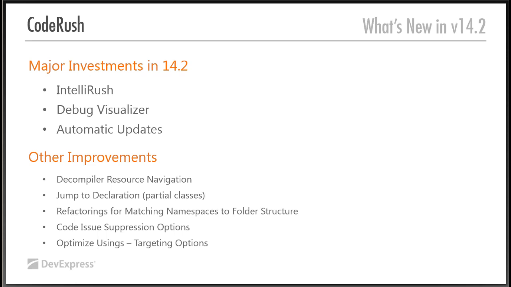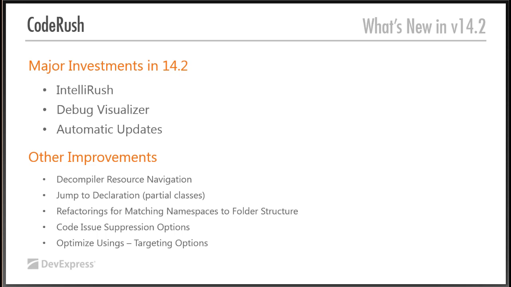Automatic updates is something I won't show, but it's the ability, if you install from the Visual Studio Gallery, to get automatic updates and have CodeRush update itself over time. We've also made other improvements. I'll show you some of these. We've improved resource navigation in our decompiler. We've improved jump to declaration for partial classes. We also have some new refactorings for matching namespaces to the folder structure that the file is in, and also moving the file around to put it into a folder structure that matches the namespace. We also have new code issue suppression options and new targeting options for optimized using.